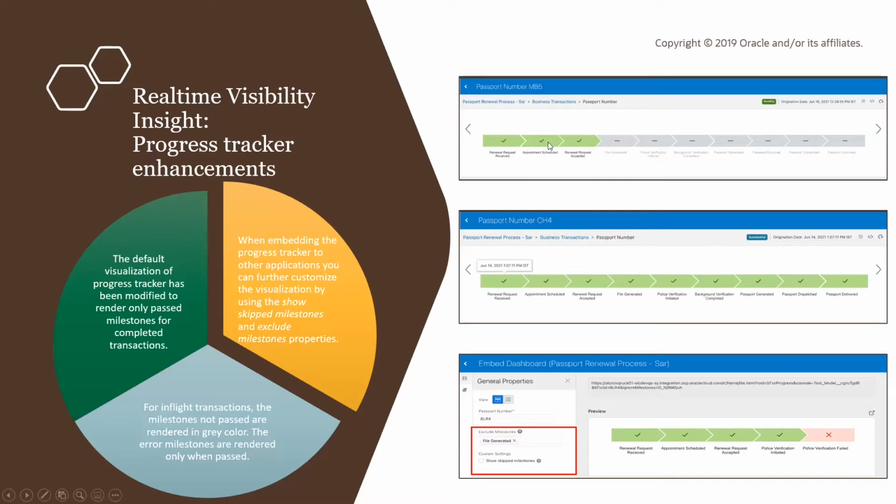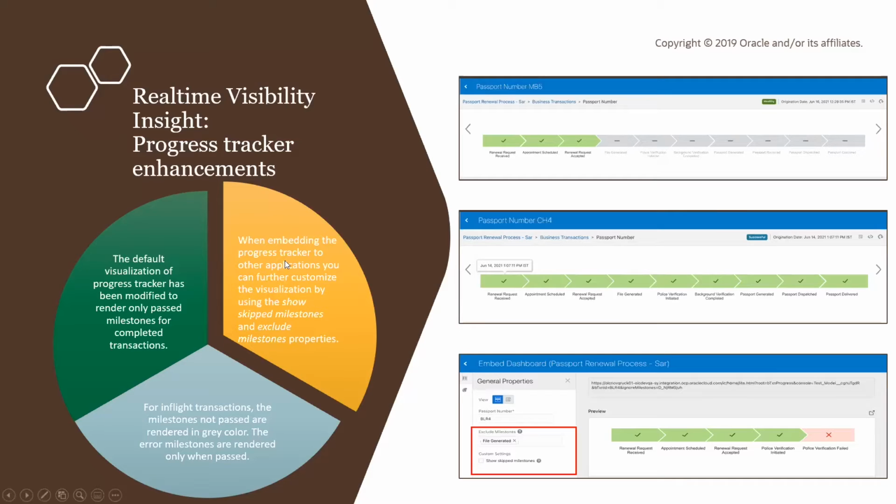So here we see the different milestones that can be reached within a particular business process. The default visualization of this process tracker has been modified to render only the milestones that have been passed. So for example, instead of seeing everything here, you only see the salient ones. Now, this is a choice you can make. For in-flight transactions, the milestones not passed are rendered gray in color. And the error milestones, which were previously always listed, are only shown when an error actually occurs. So it's just reflecting more exactly what's happening within that business transaction.